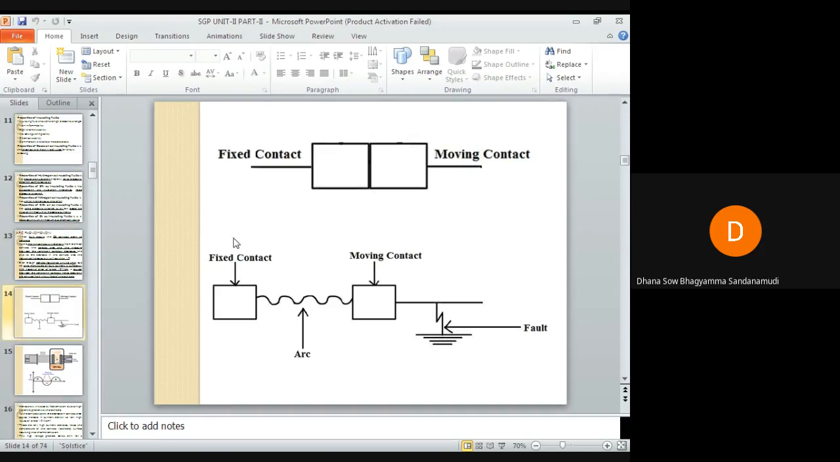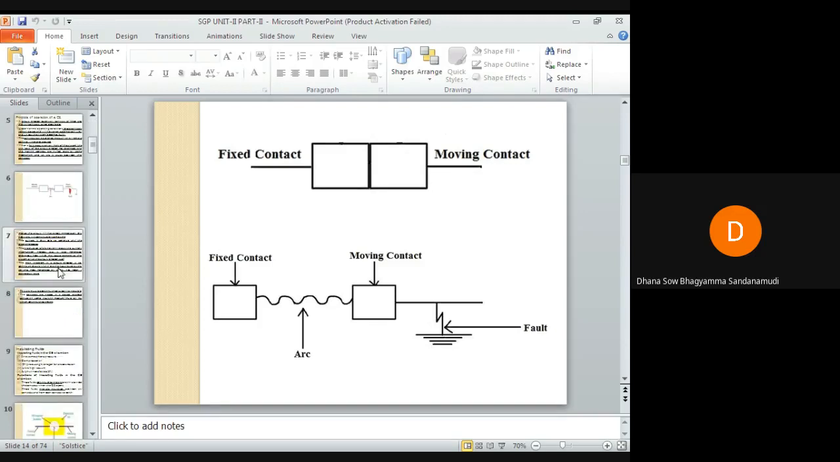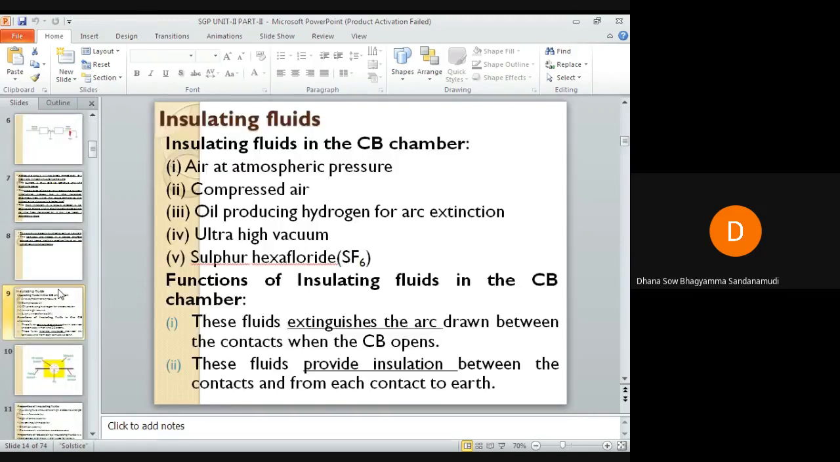Let us discuss more about these insulating mediums. We call them insulating fluids. The circuit breaker chamber in which the contacts are placed is filled with an insulating medium. This medium can be air at atmospheric pressure, or compressed air which surrounds the circuit breaker contacts.